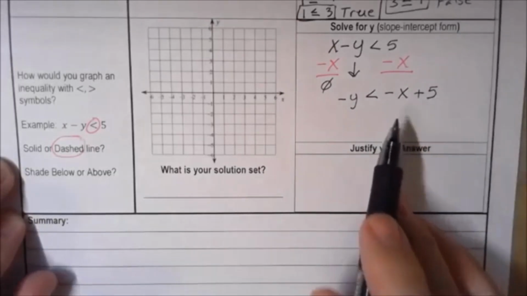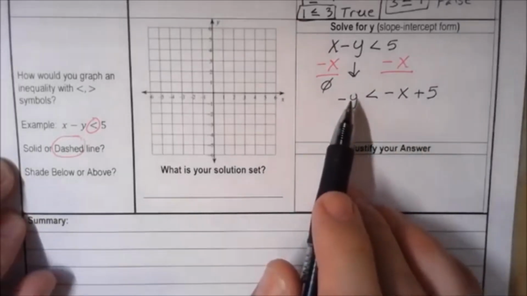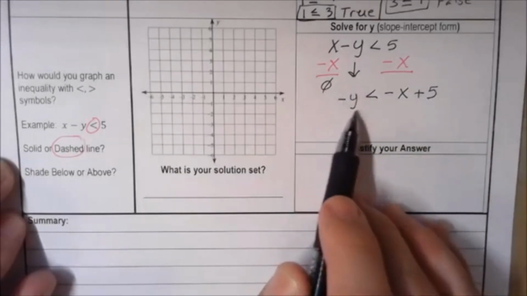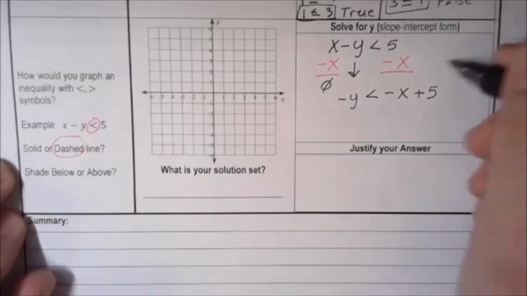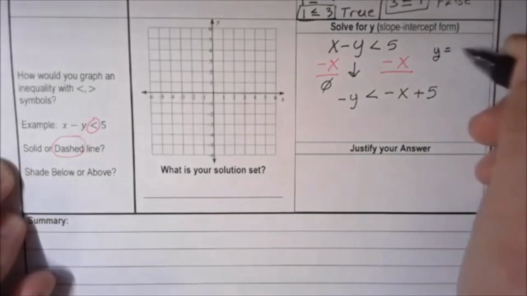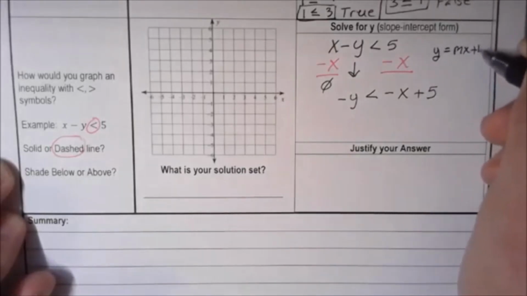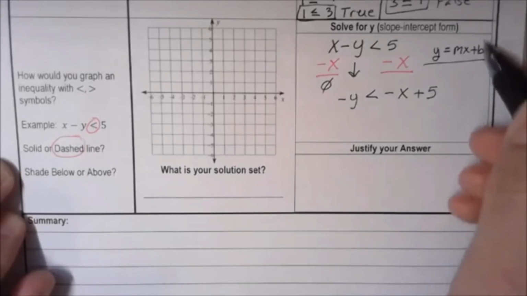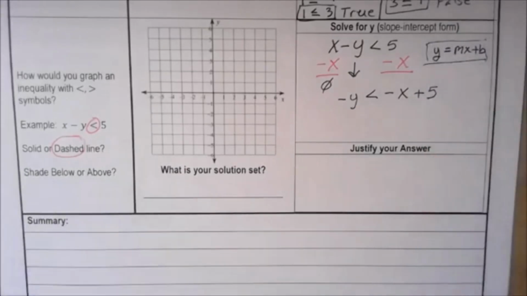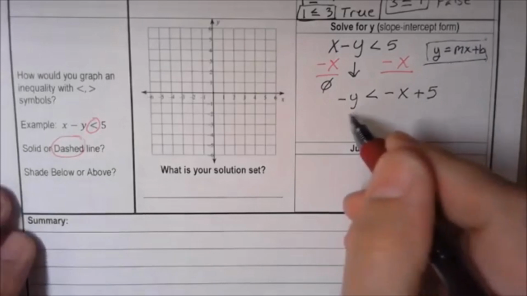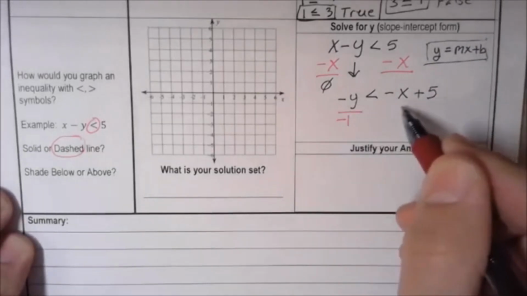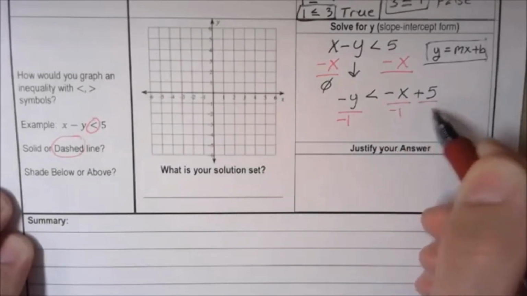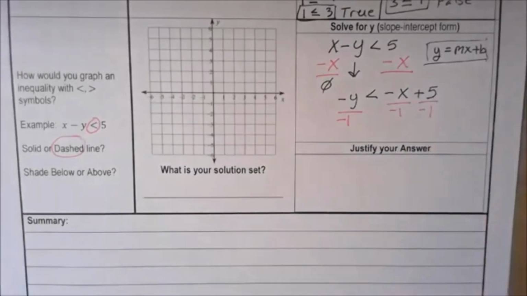Now, what I hope you notice is that we still have a negative y. And remember, we cannot have a negative coefficient for our y if it's in slope-intercept form. Because slope-intercept form is y, which is positive, equals mx plus b. So we need it to look like this. So what I need to do now is divide out that negative coefficient of 1. And I need to do it on both sides. Everything gets divided by negative 1.